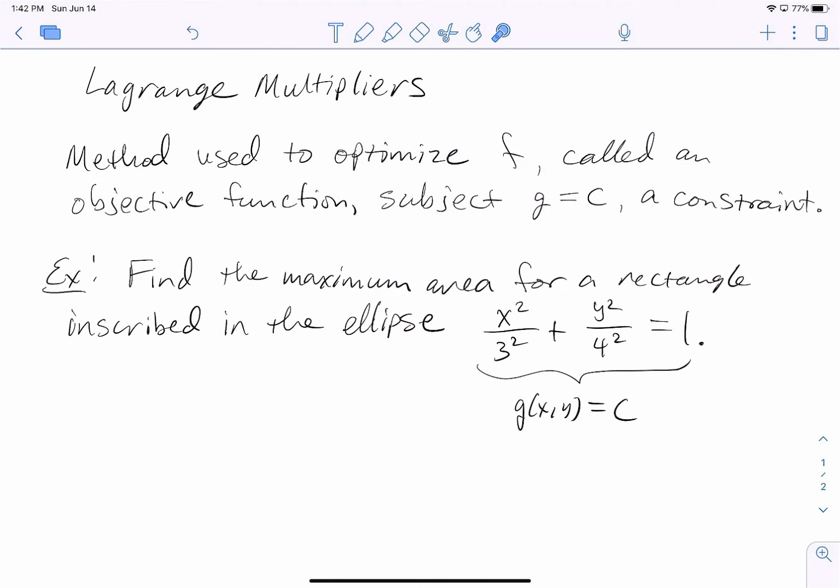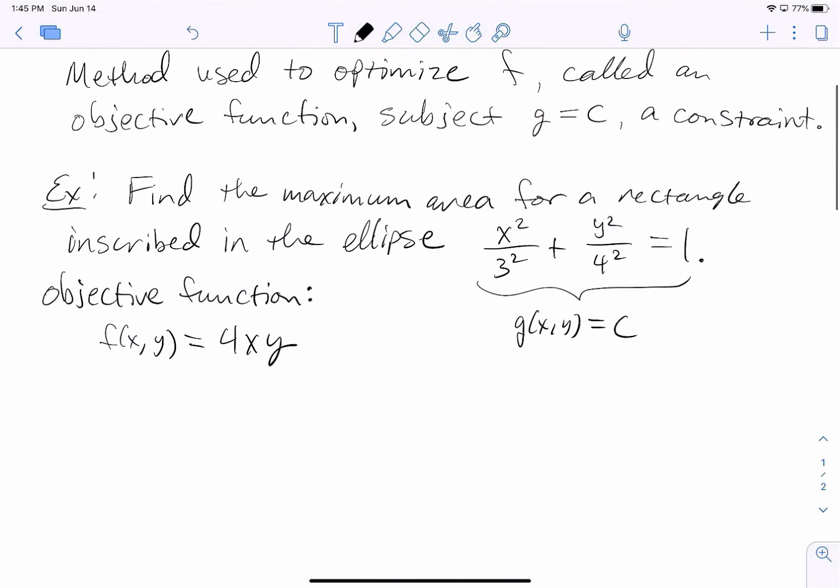Now, as far as what we're trying to optimize, in this case, we're trying to find the maximum area for a rectangle. And so the function f that we want to optimize should reflect that, the area of a rectangle. And in this case, our objective function, f(x,y), is equal to 4xy. I'll talk a little bit about where the 4 comes from in a minute. You may already have an idea.